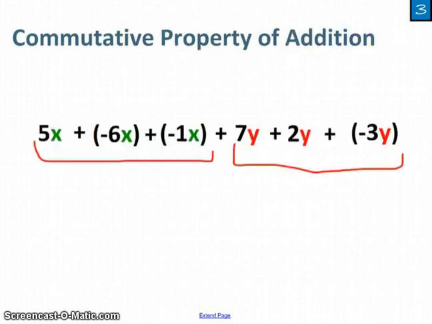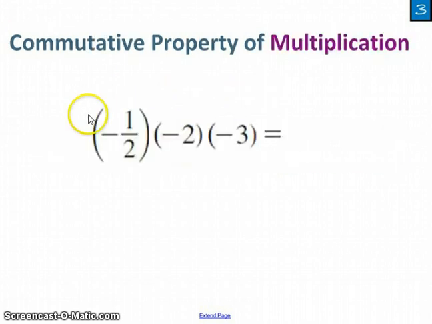Let me go back here. The only reason I was allowed to move these numbers around in this addition problem was because all of them were addition. There were no subtraction operations going on, no multiplication, no division, no mixing of operations. It was all addition. The commutative property only applies when you're only adding, or in this case, when you're only multiplying.